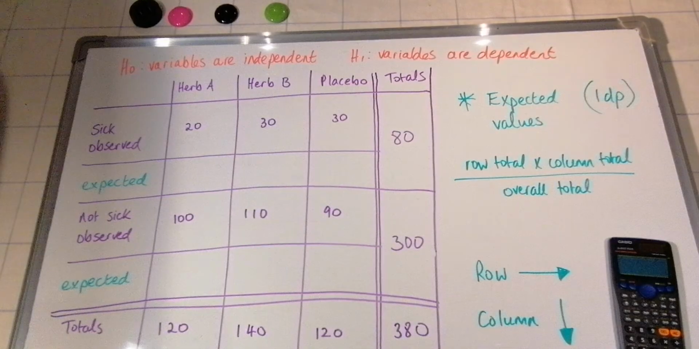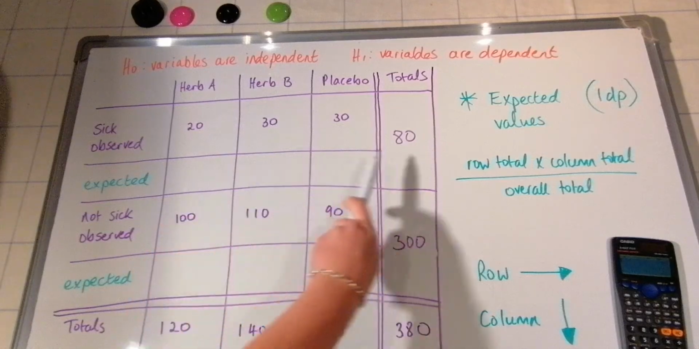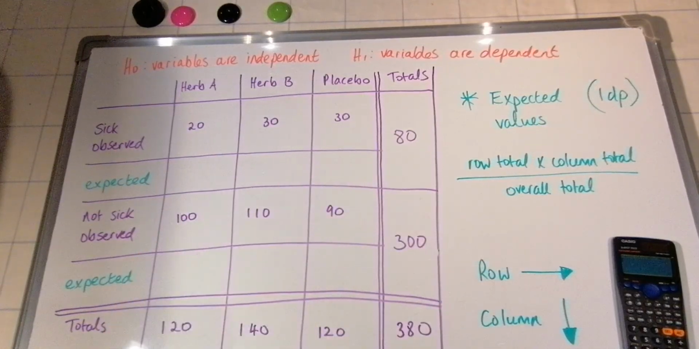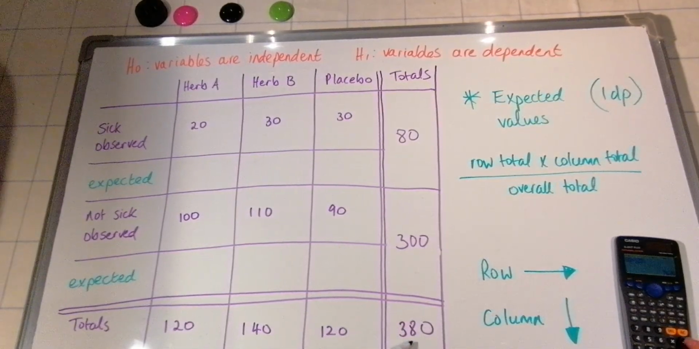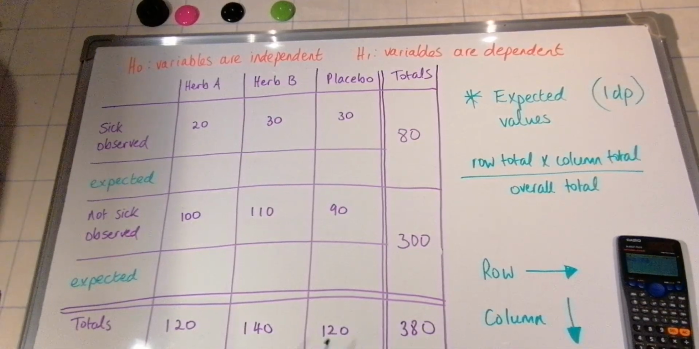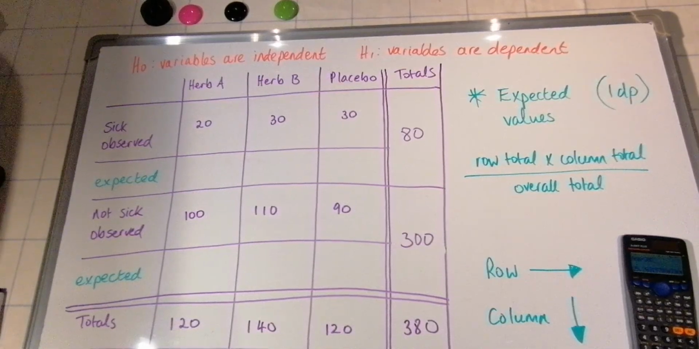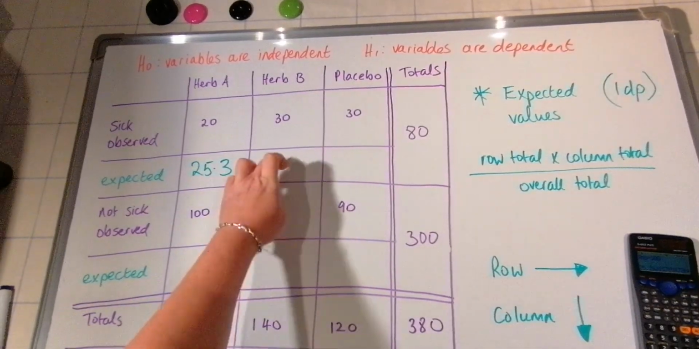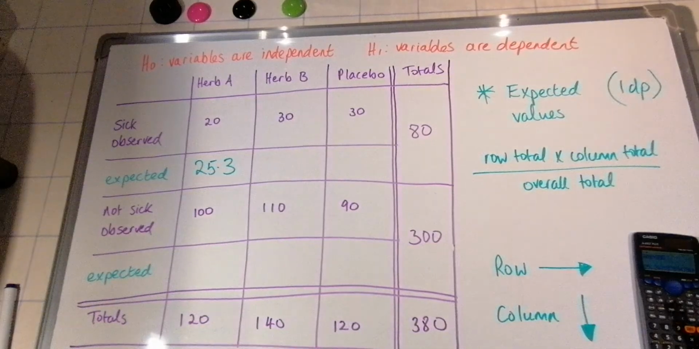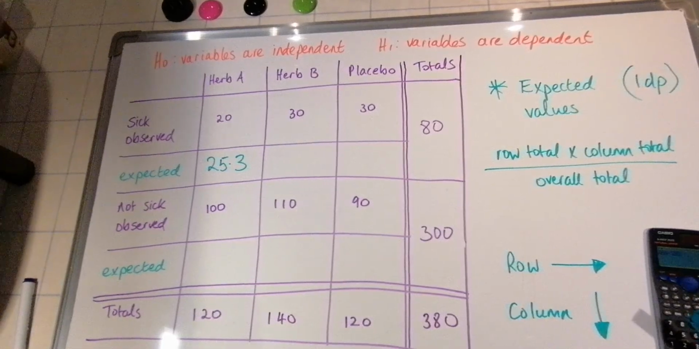So let's go ahead now. If I want to calculate this first expected value, then I want my row total, which is 80, multiplied by my column total, which is 120. So 80 times 120, get an answer for that, and then divide it by your overall total, which is 380. So my first answer there, correct to 1 decimal place, is 25.3. My second expected value is my row total, 80, multiplied by my column total, 140, and then I'll divide that by my overall total, 380. To 1 decimal place, I'm going to get 29.5.